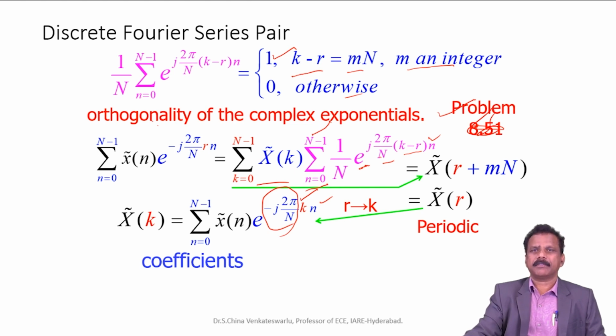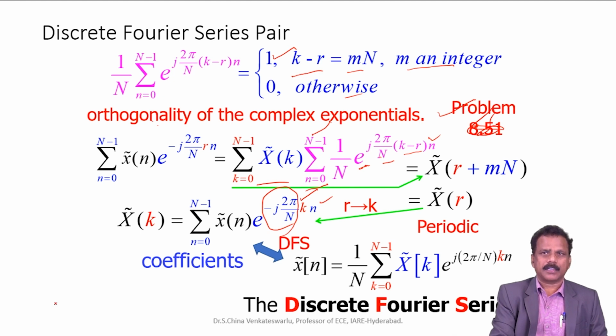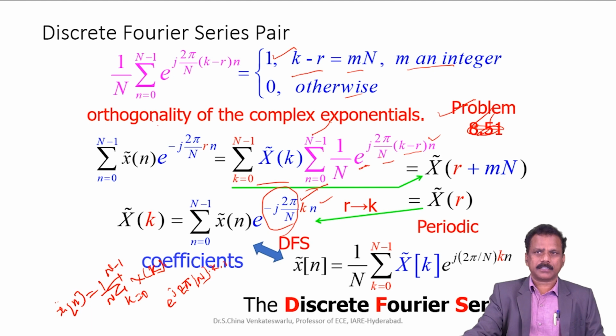So this is nothing but, to verify the number of coefficients. If you substitute the n value or k value and capital N value, that is nothing but a discrete Fourier series. After that, this discrete Fourier series will appear, where x of n is equal to 1 by N, the summation where k equals 0 to N minus 1 of x of k into the twiddle factor e power j 2 pi by capital N with this, k into n. Like this, to verify the discrete Fourier series.